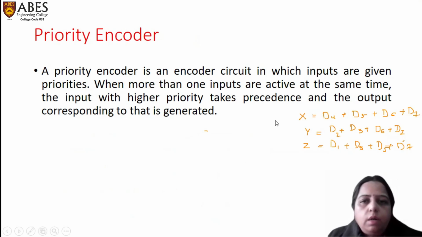A priority encoder is an encoder circuit in which inputs are given priorities. When more than one input is active at the same time, the input with the higher priority takes precedence and the output corresponding to that is generated.